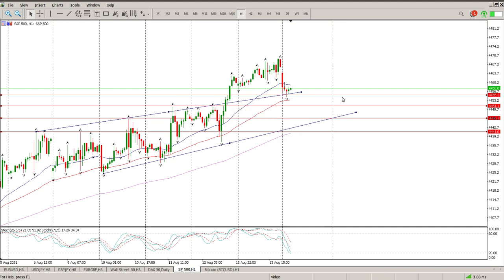Anyway, that's it for me today. I'm looking to buy this either around here or around 44.50, and we'll see that. I'll let you know in the Telegram channel.